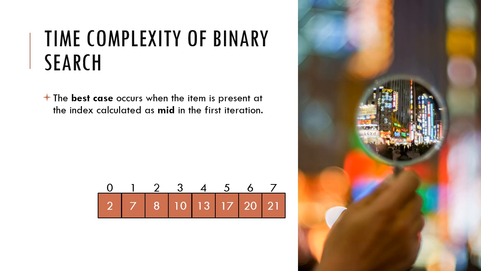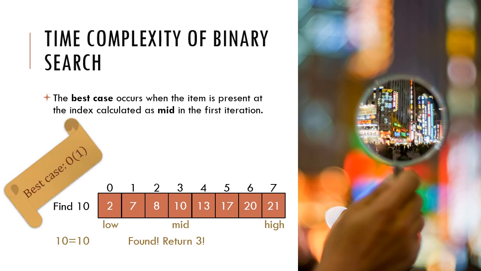Take an example. This is an array. I want to find 10. I set low equal to 0, high equal to 7. Low is less than or equal to high. I calculate the mid, which comes out to be 3. I compare the element at mid with 10. 10 is equal to 10. I found it and I return 3. The number of iterations of the while is 1. So the best case is O(1).